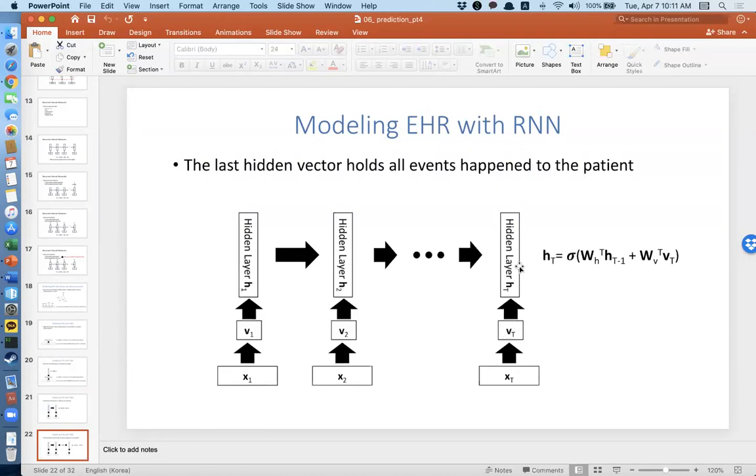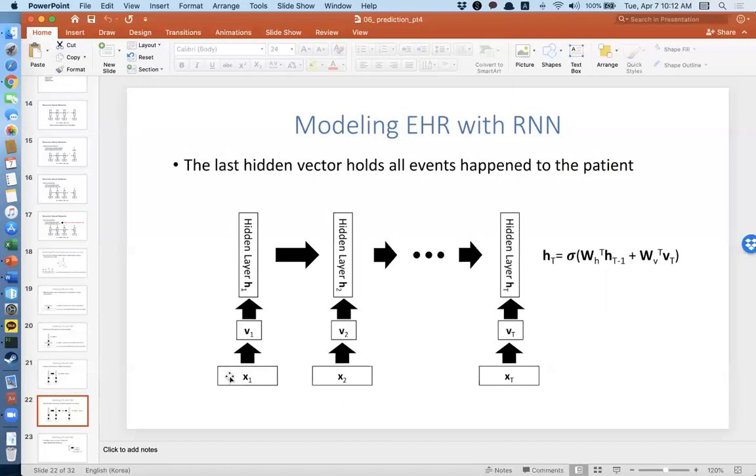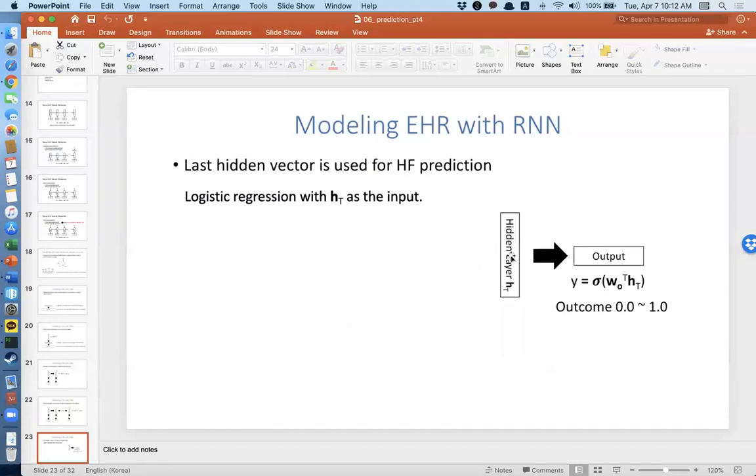So XT becomes VT, then again, following the update rule, WV times your last visit and WH times your previous hidden layer value. And that becomes your final hidden layer value, HT. And then you can use HT as a patient representation vector, because the patient has made all these different encounters over periods of like 5 years or 10 years. So this final hidden layer HT is supposed to be theoretically a latent representation vector for this particular patient. So it's a patient representation vector.